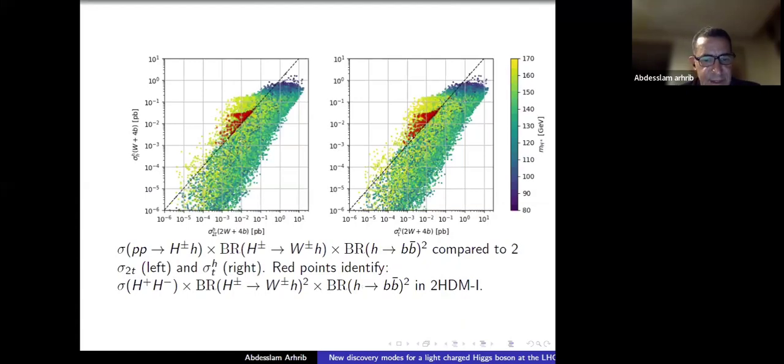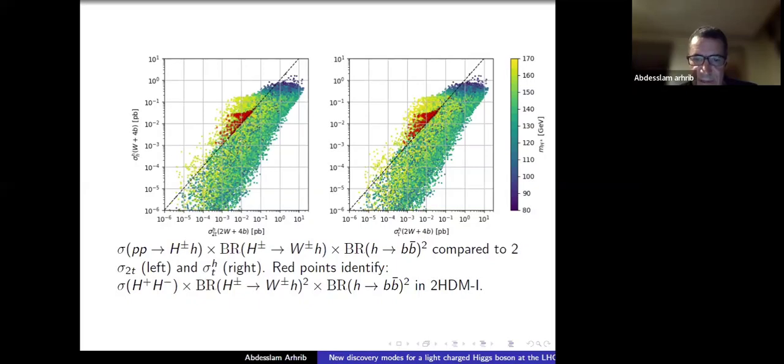So we demonstrate that, in the x-axis, this is 2 W's and 4 B's coming from 2T, meaning coming from TT bar production, and here is coming from the associated production of the X. You can see there are plenty of points where the associated production of the charged X with the neutral X is the dominant one. So we want to warn our experimental colleagues that this could be quite a bit larger than the cross-section coming from TT bar production.